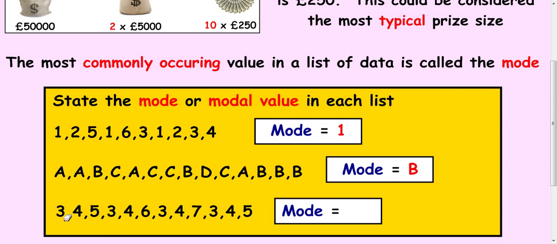In this example at the bottom we have to find the most commonly occurring number. I can see 3 appears 1, 2, 3, 4 times, and 4 also appears 4 times. So we can say that the mode is 3 and 4, and you just write it like this. There doesn't need to be just one mode, it can be more than one value.